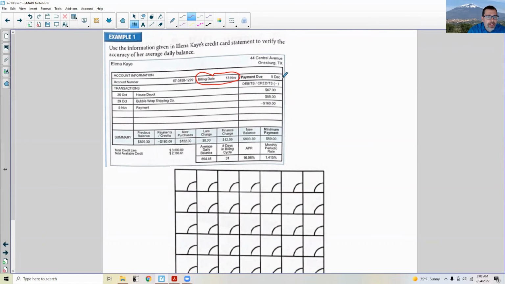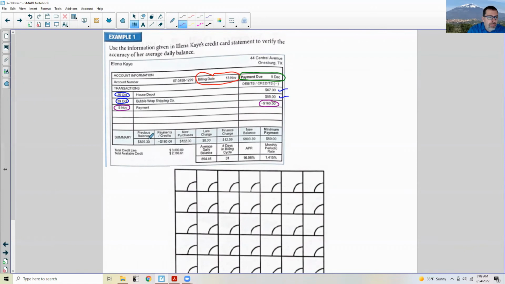Payment due date is right here, December 5th. That's an important date right there. That's when your payment is due. If you pay it on the 6th, there will be a late fee. And then here are the credits and debits. On the 25th of October is an important date. She made a purchase of $67. On October 29th at Bubble Wrap Shipping Company, she purchased something for $55. And then on November 5th, she made a payment of $160.